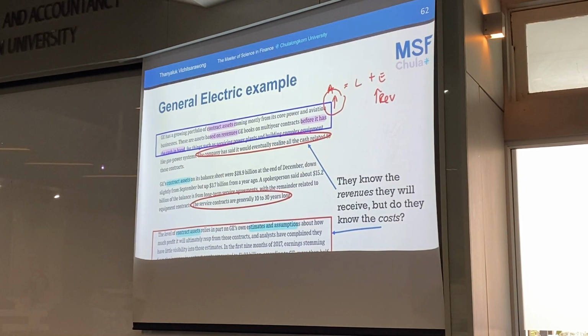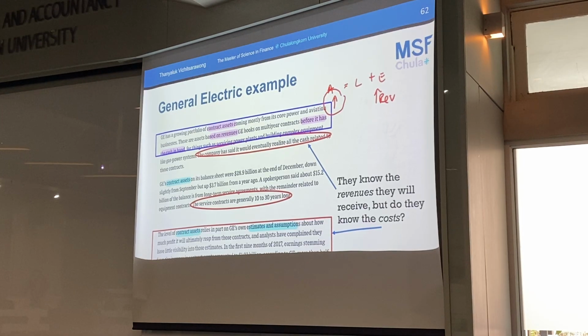There will be two ways to make the equation balance, right? What is the first way? Yeah, increase asset. That's one way. What is another way? Decrease liability. Opposite direction, of course, yeah. So here in this case, the company used this method, increase the asset.